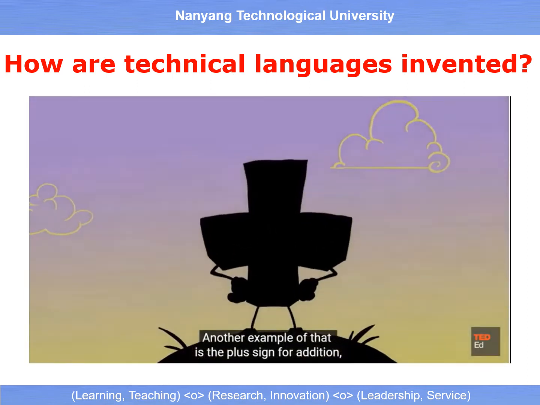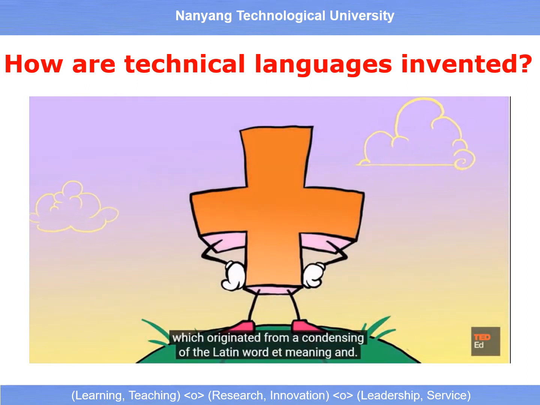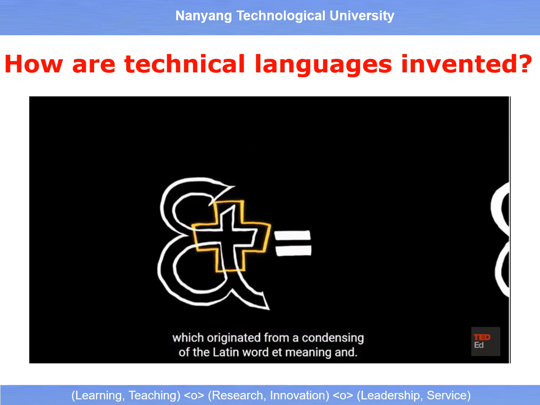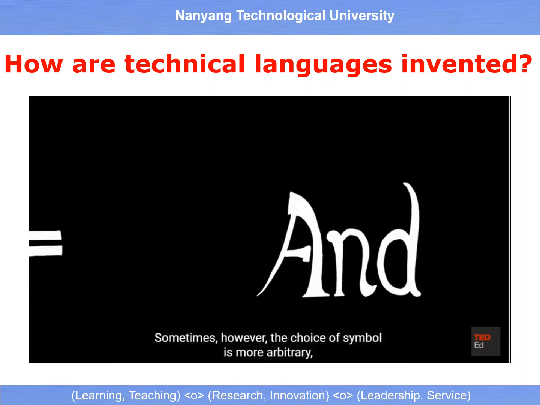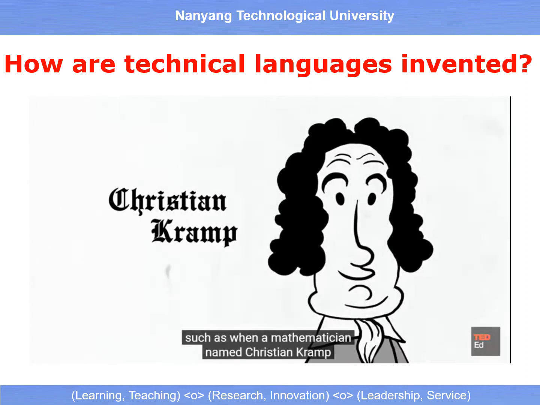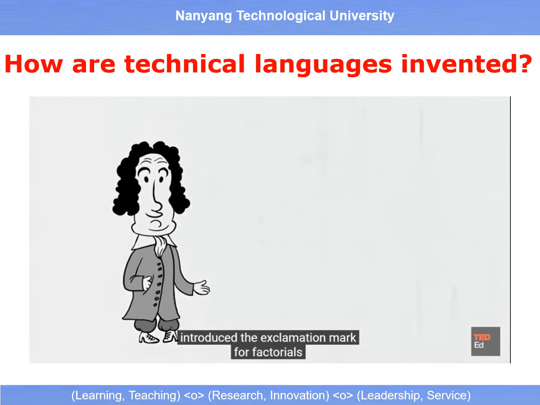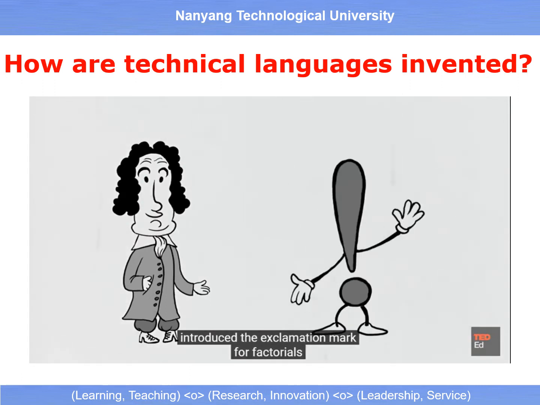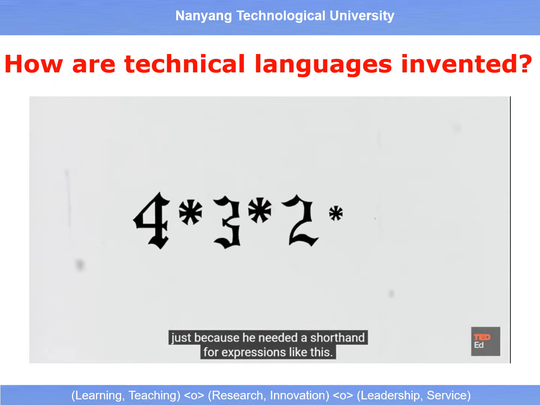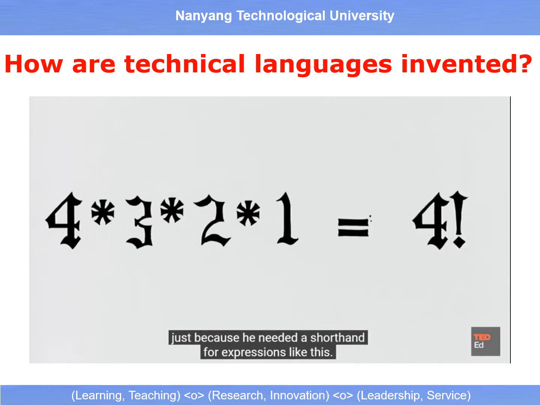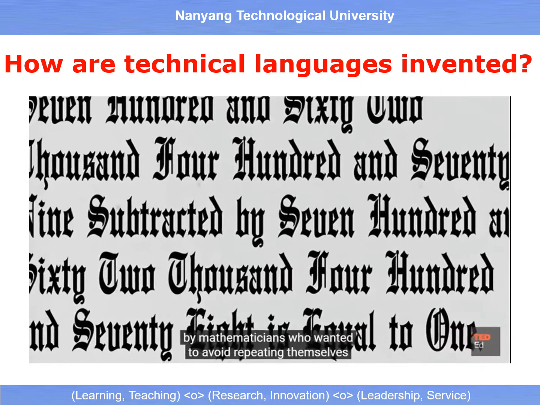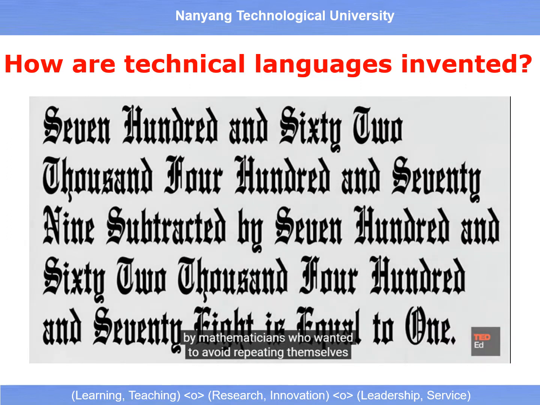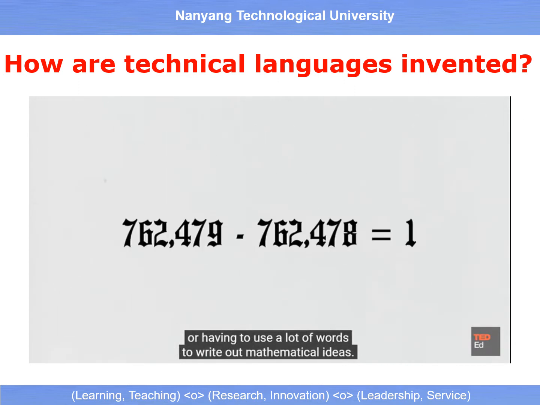Another example of that is the plus sign for addition, which originated from a condensing of the Latin word et, meaning and. Sometimes, however, the choice of symbol is more arbitrary, such as when a mathematician named Christian Kramp introduced the exclamation mark for factorials just because he needed a shorthand for expressions like this. In fact, all of these symbols were invented or adopted by mathematicians who wanted to avoid repeating themselves, or having to use a lot of words to write out mathematical ideas.